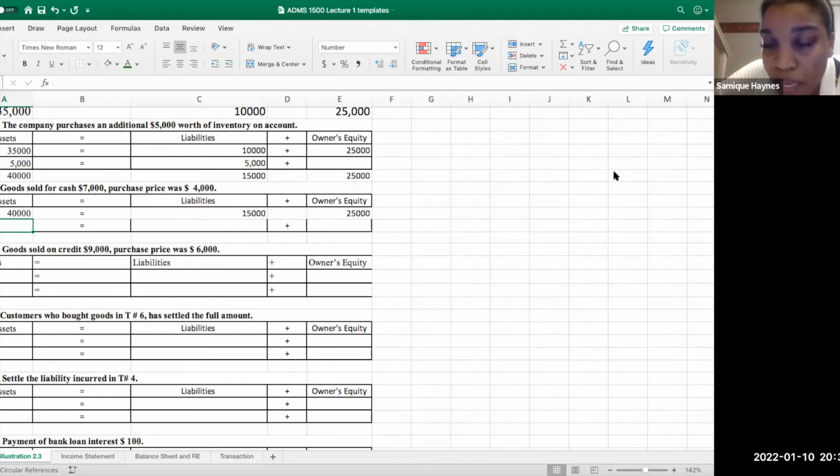Assets decreased 4,000 and increased 7,000.